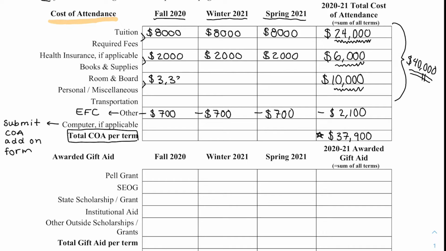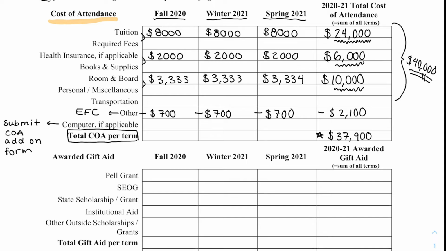In this example, I'm going to do it the way the financial aid office does and choose one term where they increased it by 67 cents. So in this case, I'll have fall being $3,333, winter being $3,333, and spring being $3,334.